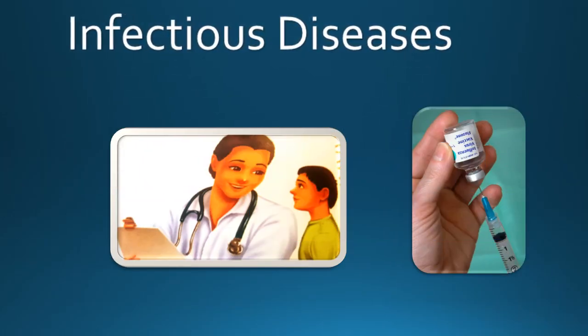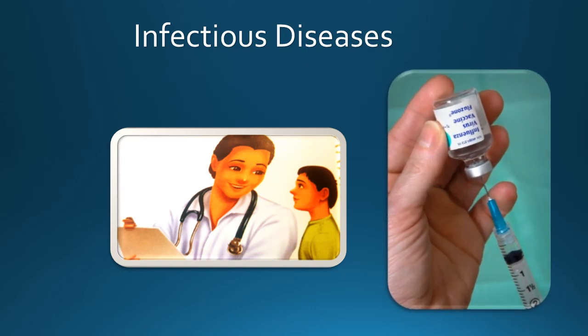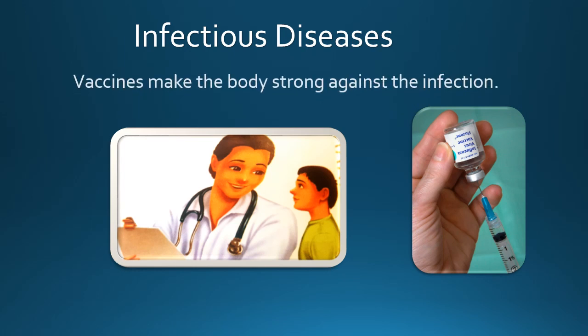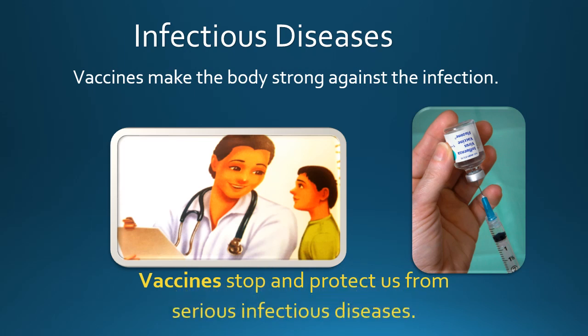Infectious diseases. Dear students, we talked about that germs spread diseases, and some diseases spread from one person to another person. Such diseases are called infectious diseases. Then the doctor recommends vaccines to stop the infection. Vaccines make the body strong against the infection. And a vaccine protects us from serious infectious diseases.